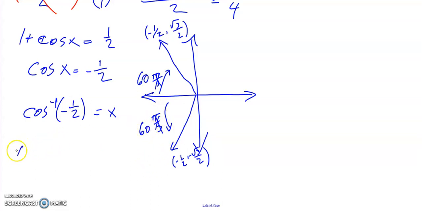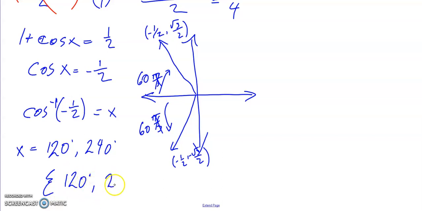So we know x is going to happen at 60 degrees less than 180, that's 120 degrees. And it's going to happen 60 degrees more than 180, which is 240. So my solution set is 120 degrees and 240 degrees. Not so bad.